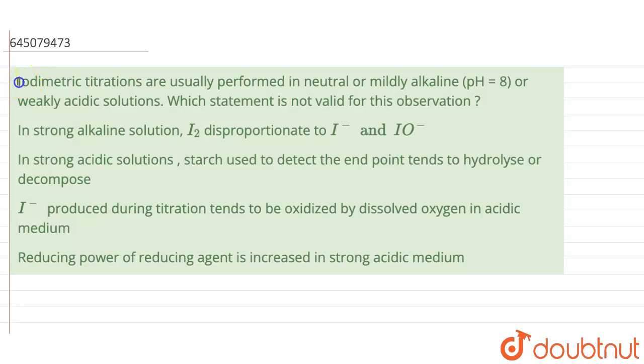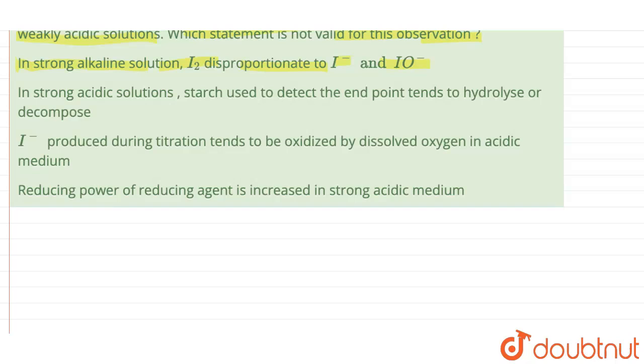So in this question it is given that iodometric titrations are usually performed in neutral or mildly alkaline, pH equal to 8, or weakly acidic conditions. Which statement is not valid for this observation? We have to state. Okay, so the first statement given is in strong alkaline solution iodine disproportionates to I minus and IO minus. Is that a true statement? We'll have to check, so we'll do the reaction for the first one.